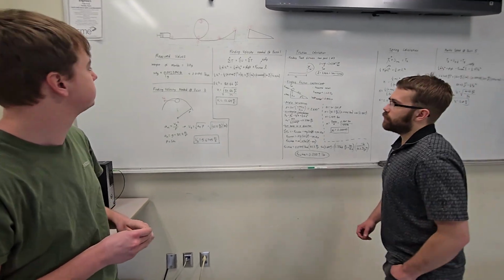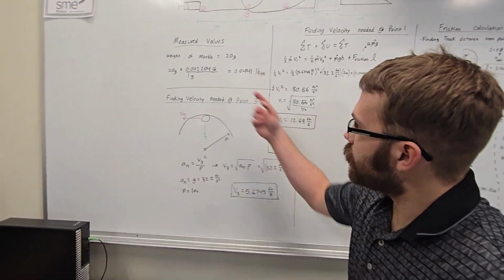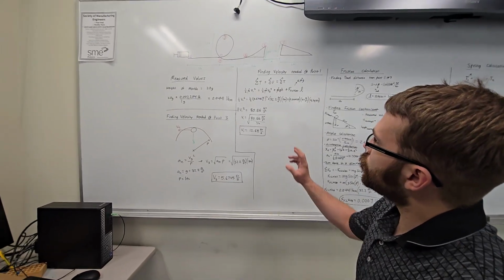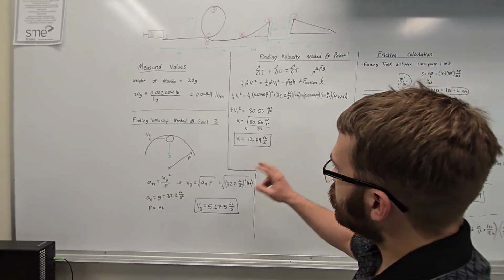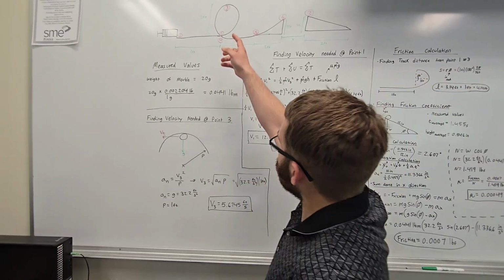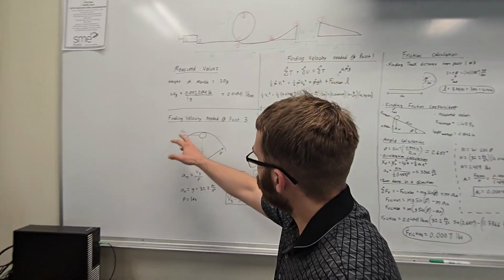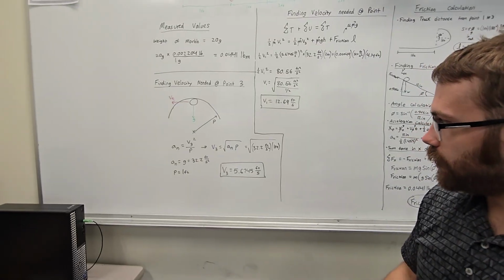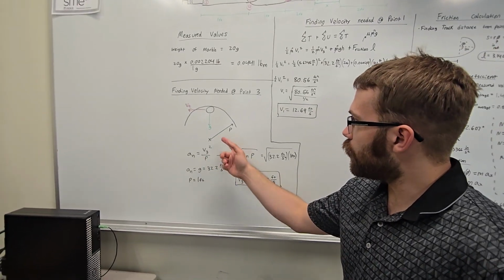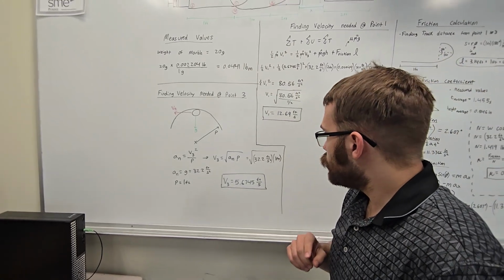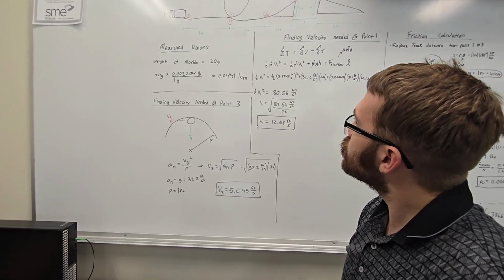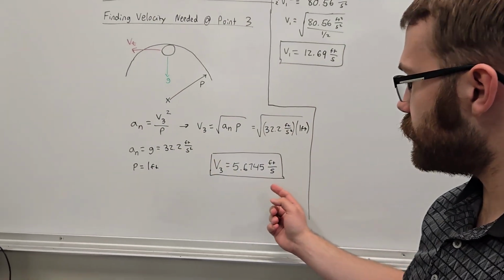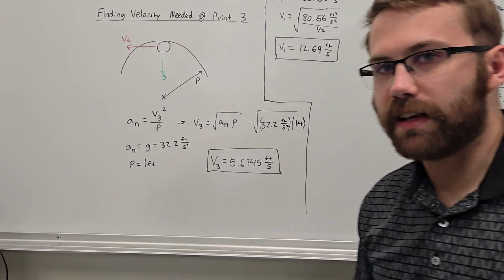Our group began by measuring the mass of the marble, which will be used throughout these calculations. And then our group thought it was most important to calculate the velocity that would be needed to get around the curve correctly, which you can see our team did here by finding the needed velocity at point 3. And we used the normal acceleration with the velocity and the rho that we know due to it being a 2-foot circle, and we found our V3 comes out to 5.6745 feet a second.